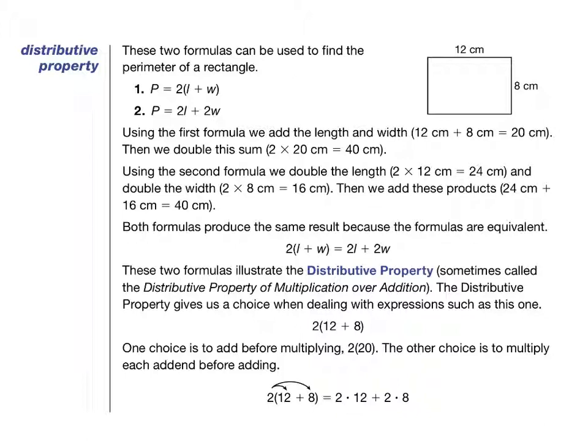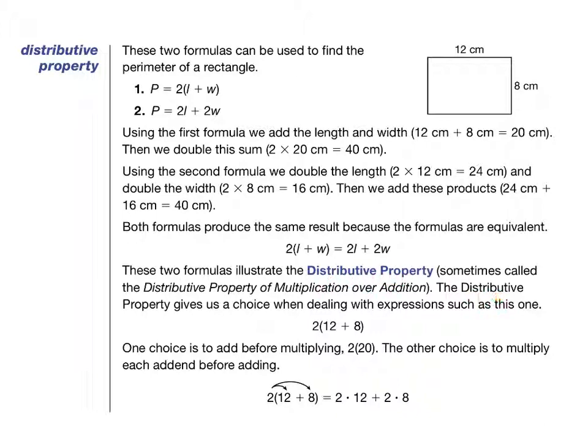The second formula, we can do a little bit differently. We take 2 and multiply it times the length, 2L, and then take 2 and multiply it times the width, 2 times 8 is 16. Add it together and you get 40. So both formulas produce the same result. So write this down: 2 times the parentheses, length plus width, is the same thing as 2L plus 2W. These two formulas illustrate the distributive property.